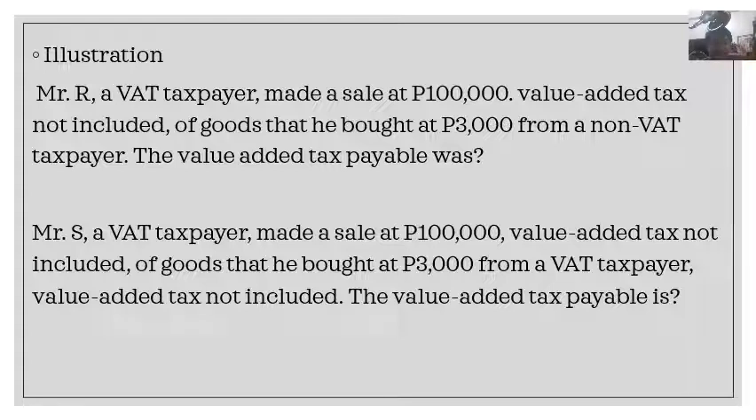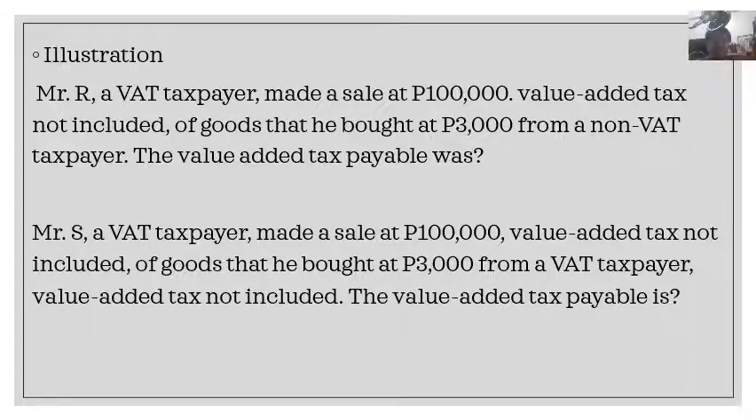So, ang computation natin ng VAT payable, 100,000 times 12, yan yung output tax mo, so 12,000. Tapos, less input tax kasi VAT taxpayer niya na yung binilhan niya ng 3,000. So, 3,000 times 12% kasi VAT not included. Magkano yun? It is 360. So, 12,000 minus 360, it is 11,640. So, yun yung VAT payable.